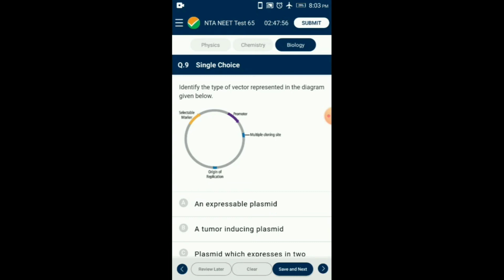Any plasmid becomes expressible when it contains a promoter region. Promoter acts as a regulatory region allowing for the expression of protein. So the answer for this question is option A, an expressible plasmid.